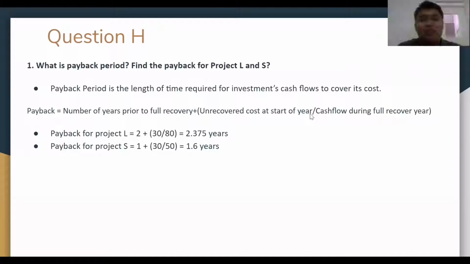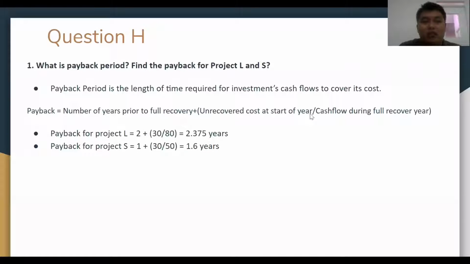Okay, next I will try to answer question H. First, the question is, what is payback period? And then find the payback for project L and project S. The definition of payback period is the length of time required for an investment's cash flow to cover its costs. The formula is payback equals the number of years prior to full recovery plus the unrecovered cost at the start of the year, divided by the cash flow during the full recovery year.